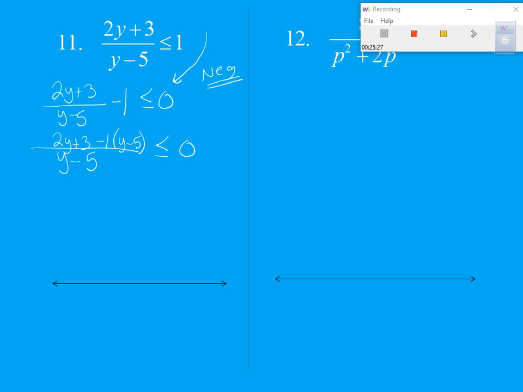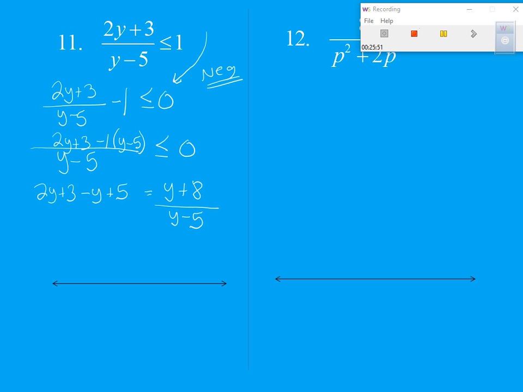Let me simplify the numerator. So I'm going to have 2y plus 3 minus y plus 5, which is going to be y plus 8. So I've got (y plus 8) over (y minus 5).